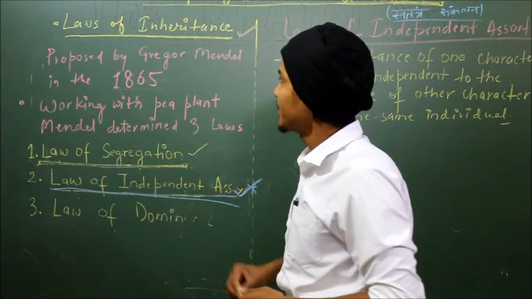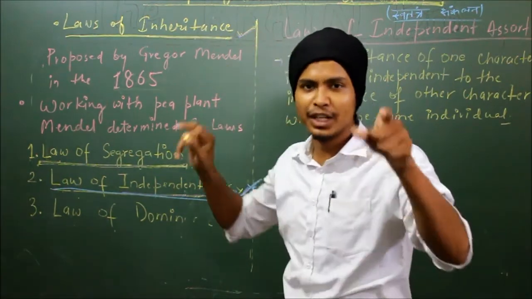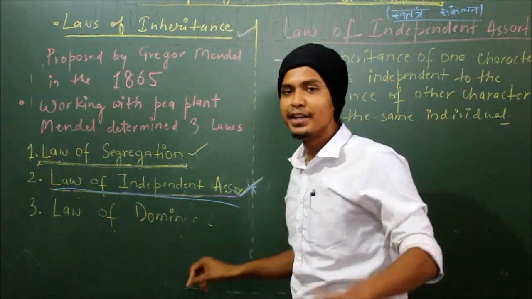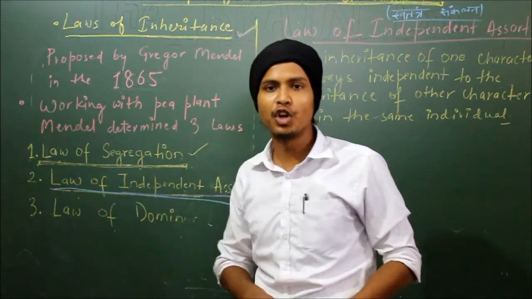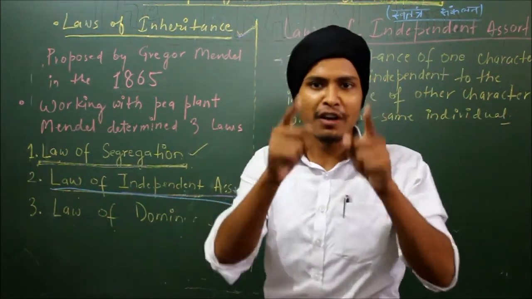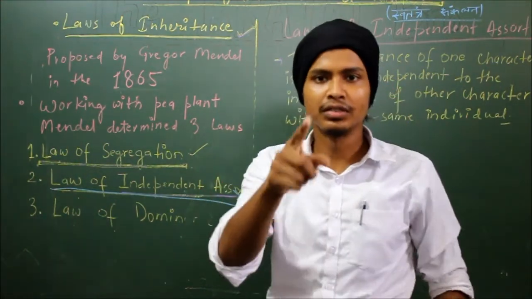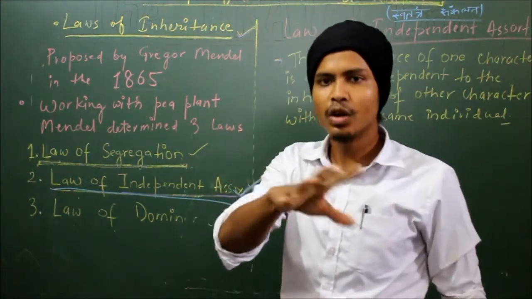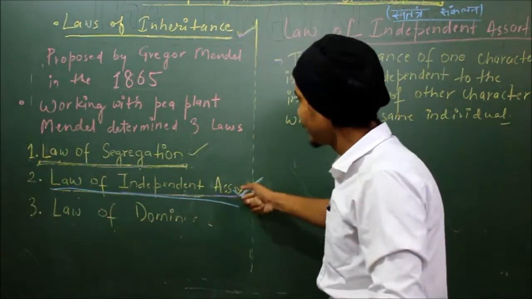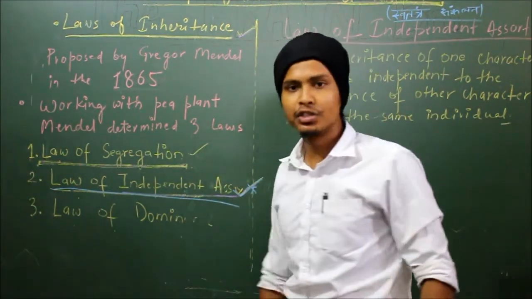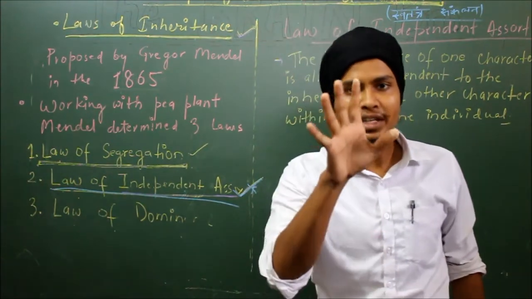Today we are going to discuss the laws of inheritance and particularly the law of independent assortment. As I already have discussed the law of segregation and law of dominance, you might find the URL or the address of these two videos in the description box. Okay, so moving to this second law, which is called the law of independent assortment.